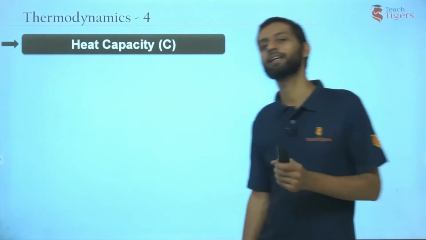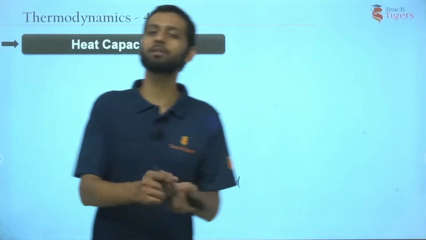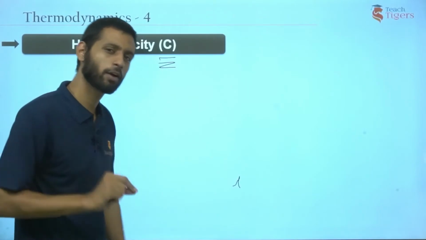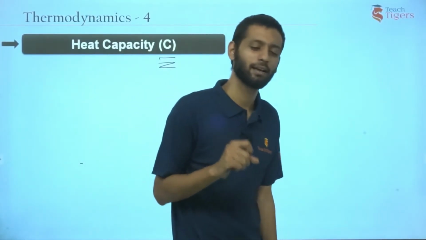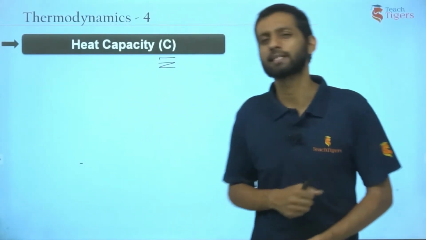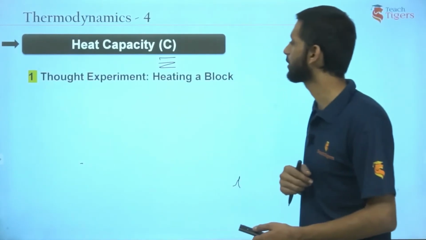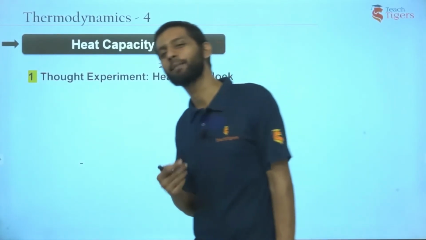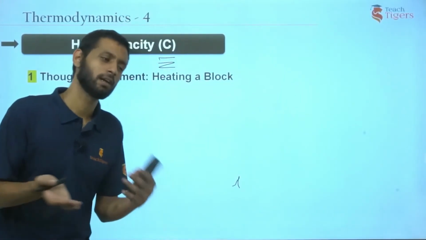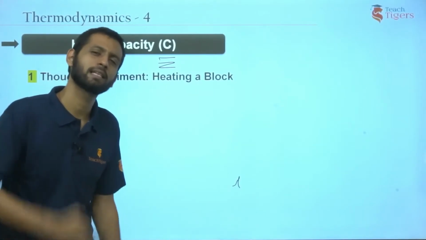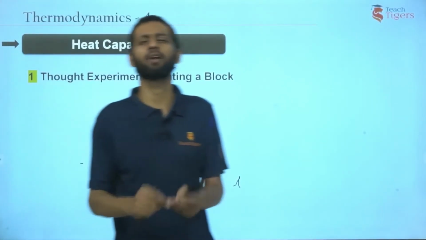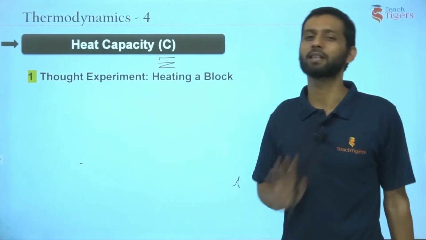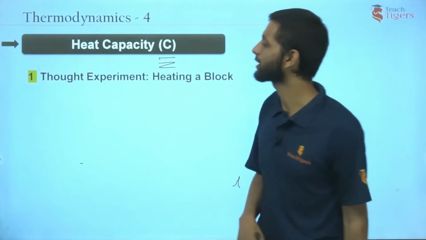Now we're going to talk about heat capacity. Heat capacity is also represented by the symbol C. You have come across heat capacity in your earlier classes. We're going to talk about it in more detail right now. So at this point, I want you to do a thought experiment of heating a block. Take a block, room temperature, minus 100 degrees Celsius, plus 200 degrees Celsius. I don't care where you start. But take a block and start heating it or start cooling it. That is the thought experiment.